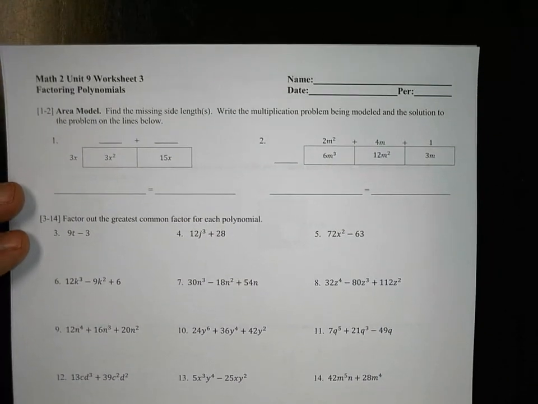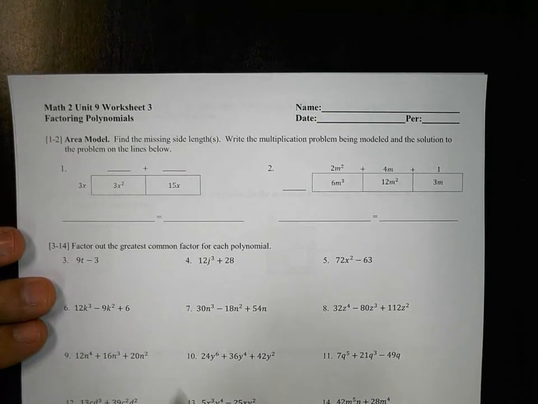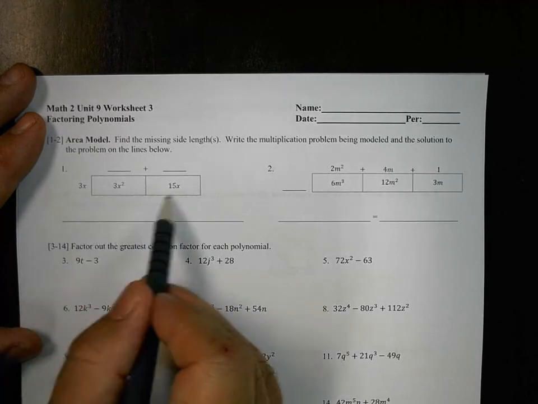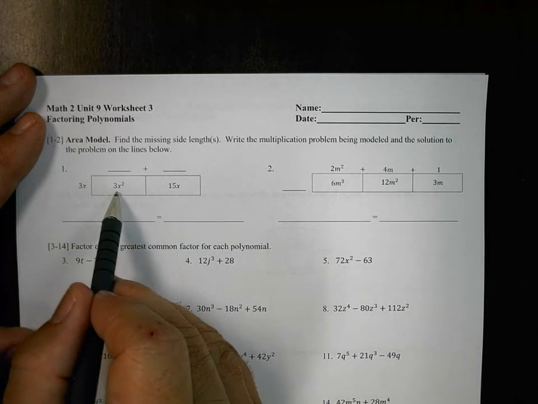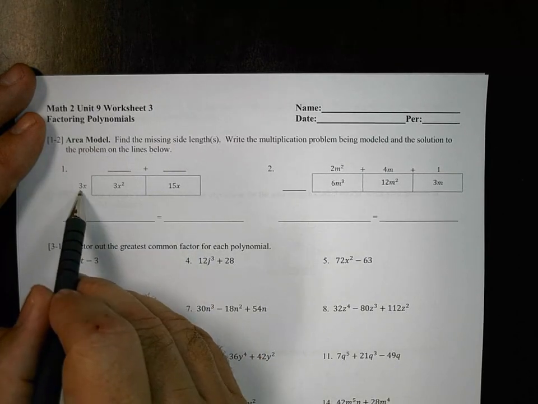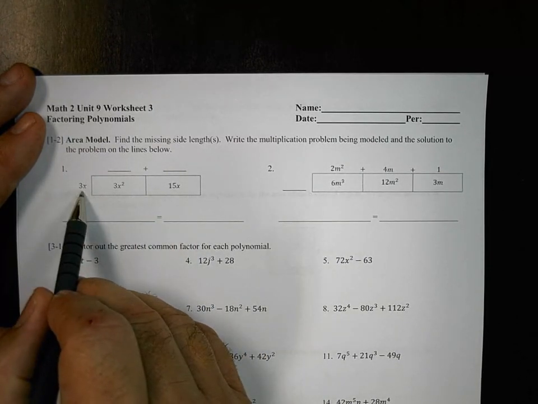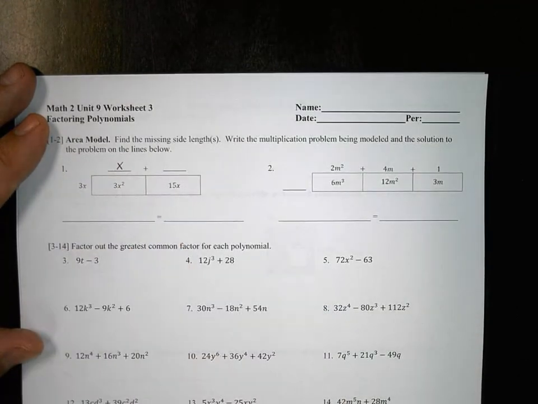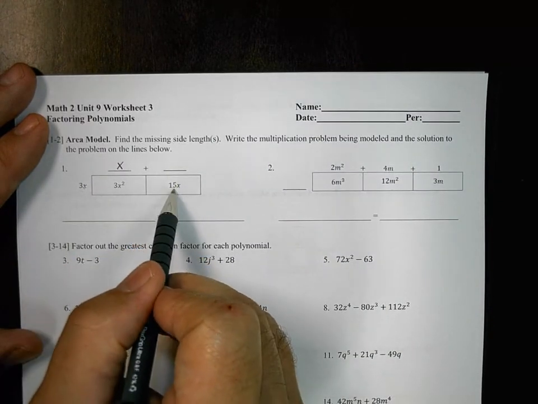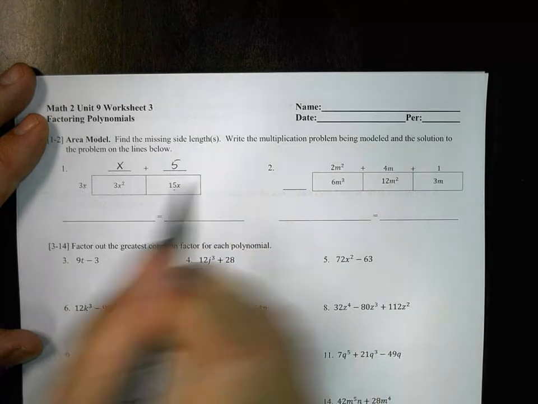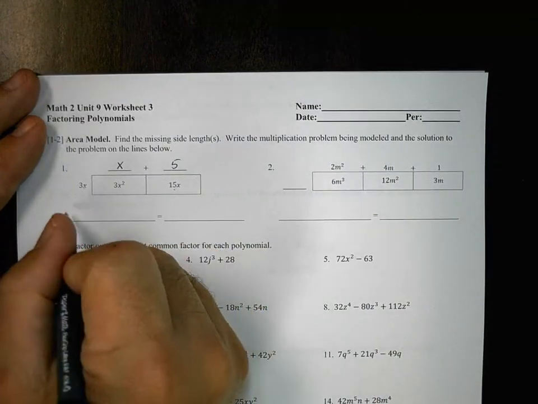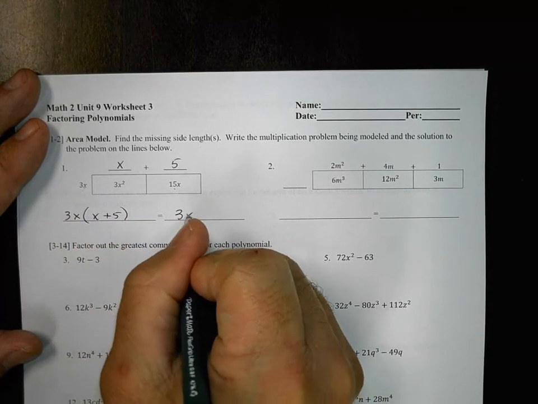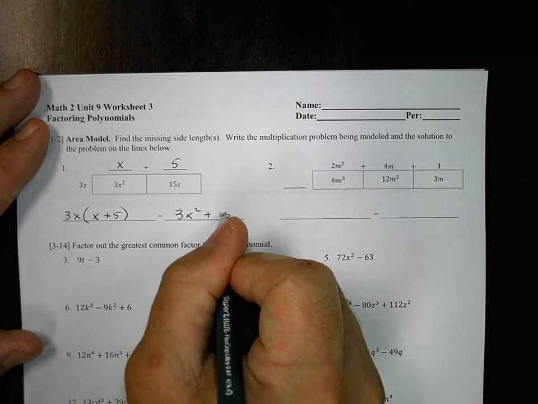Now again, that box method might be handy because sometimes you want to think about working backwards. If this was our binomial, what could each of these give up? They both have a factor of 3, and they both have an x. So let's take out a 3x. Well, 3x times what would give us 3x squared? 3x times x. And 3x times what would give us 15? 3x times 5. So what we're saying is 3x times x plus 5 equals 3x squared plus 15.